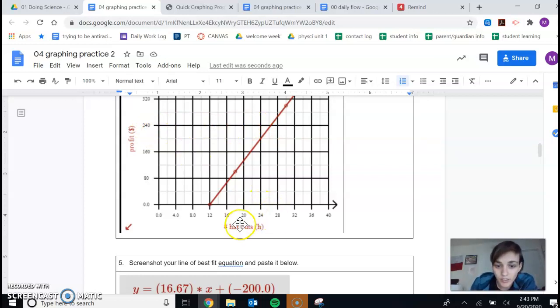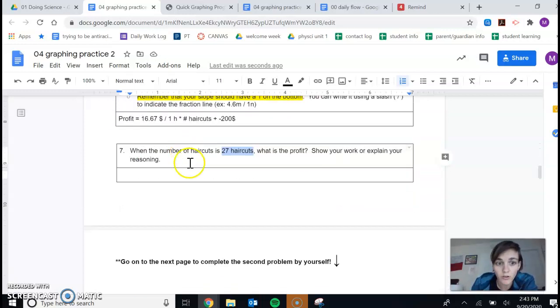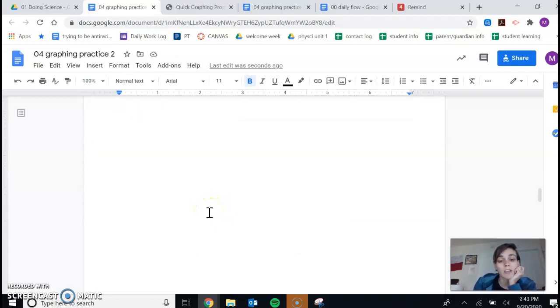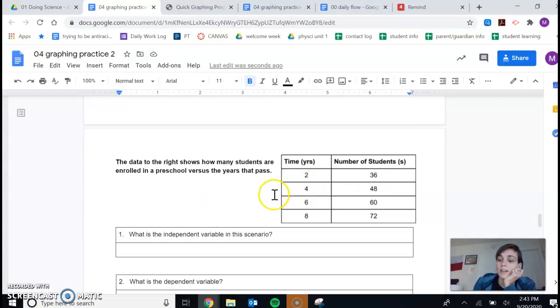So again, I found 27 haircuts on the bottom, went up to the line, went over, and it's pretty close to 240. Got to make sure that I include my units. So 240 what? Dollars. And you can say I went to 27 on the bottom, went up to the line, went over to profit. Okay? Which is basically how you read the graph. All right, your next step is to go down to the next page and do this next graph by yourself.